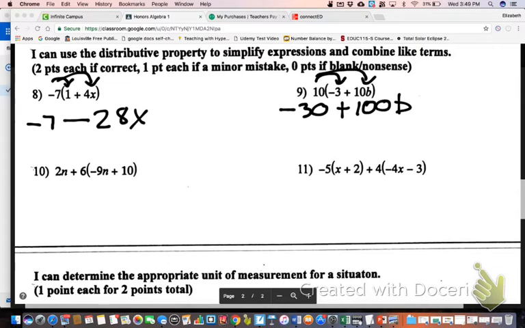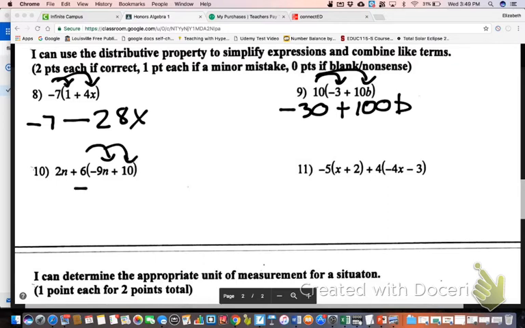Number 10, don't do this addition first. In the first place, you can't even add 2n to 6 really because they're not like terms, so hopefully you weren't tempted to do that. The first thing you got to do is this distributive property right here. Kind of get those terms out of the parentheses so that you can actually do something with them.